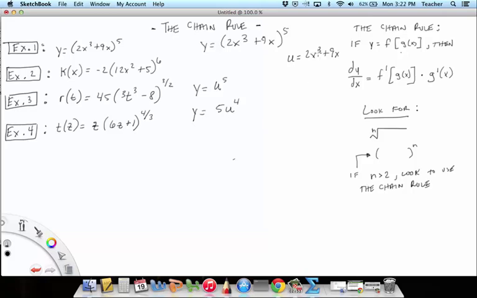Now what we're going to do is stick u back into the function. So now we have y equals, the derivative of y, dy dx, is we're going to put this back in here. In this case it's dy du. But sorry, 5, and we got 2x to the third plus 9x to the fourth. So notice all I did was stick u back into the problem. Now don't forget that we also need to take the derivative of our u. So that would be 6x squared plus 9.